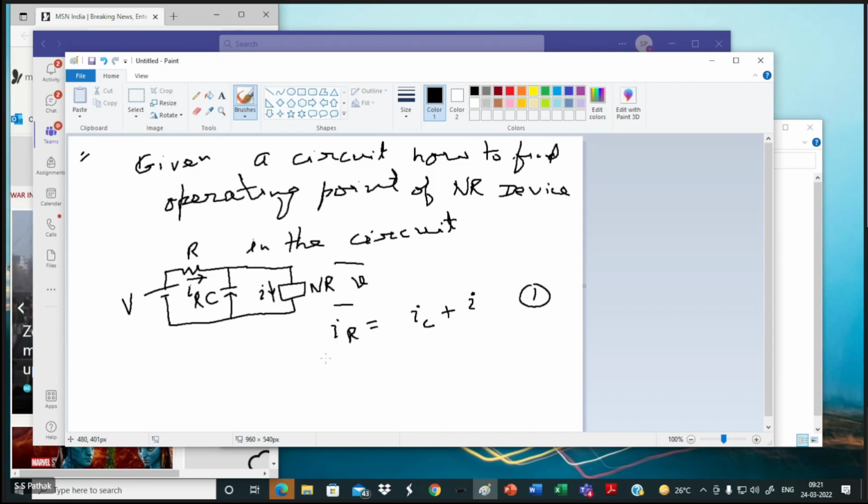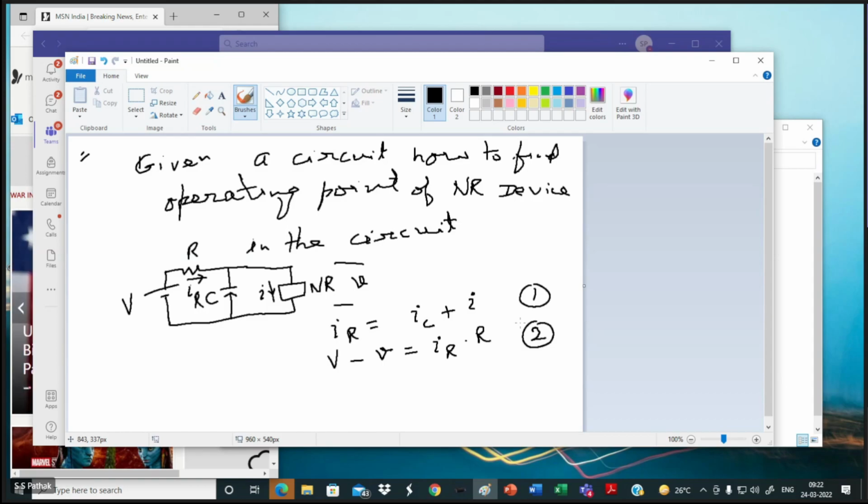Now equation number 2 will be what? V minus small v. Small v will be appearing here at any time t. V minus small v is coming here. Okay, so this will be given by IR into R. This is equation number 2. Now I have to write the equation in which this I and small v will be playing the role.